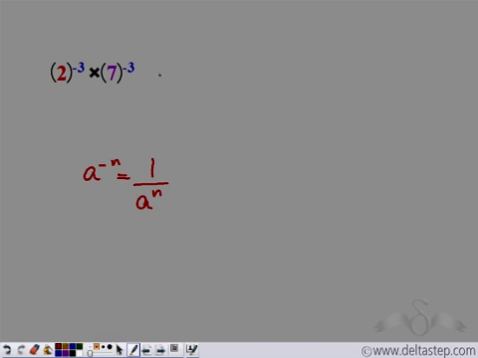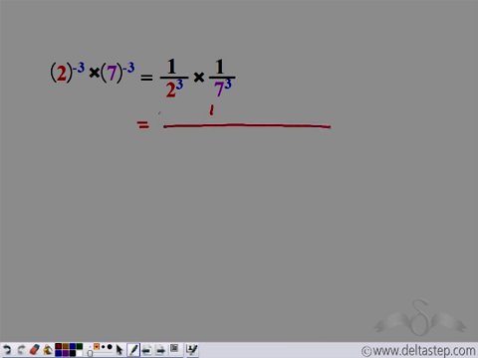So we write it as 1 divided by 2 to the power 3. Since we had 2 to the power negative 3, it can be written as 1 by 2 to the power 3 into 7 to the power negative 3, which can be written as 1 divided by 7 to the power 3. So this is what we have: 1 by 2 to the power 3 into 1 by 7 to the power 3. Now we need to multiply these two fractions. So we can write it as 1 into 1 gives us 1 in the numerator.